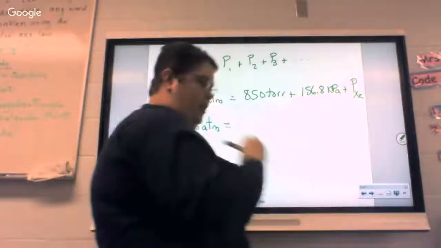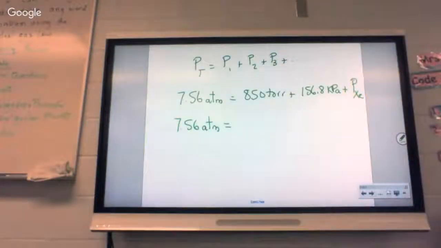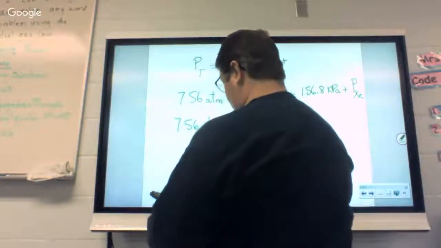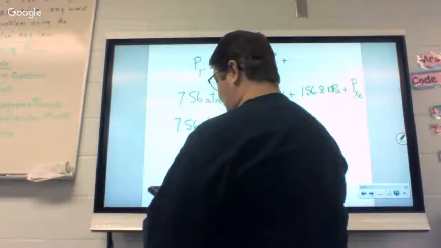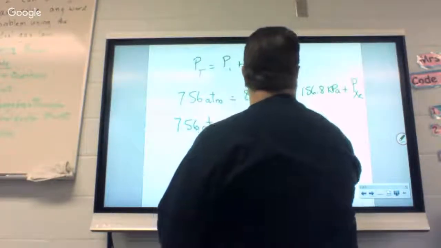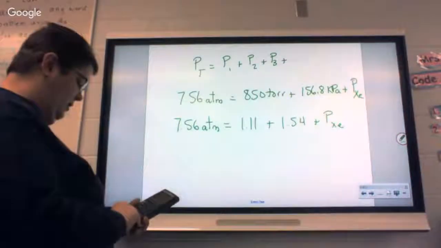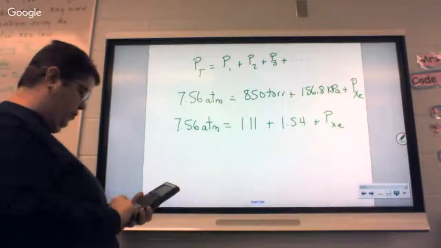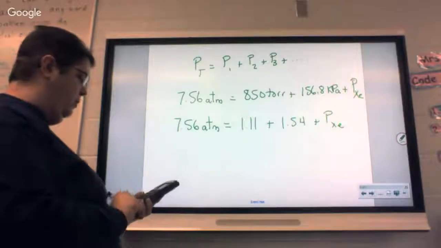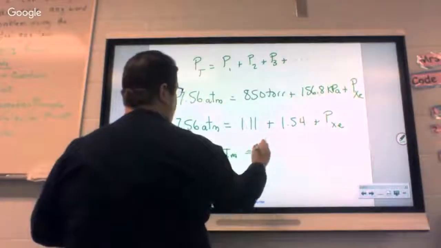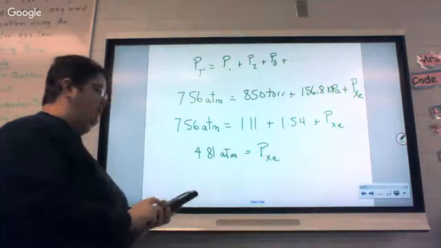Okay? So, 850 TOR. 850 divided by 760 is 1.11, plus 156.8 divided by 101.325 is 1.54, plus the partial pressure of xenon. So 7.56 subtract 1.11 subtract 1.54. I have 4.81 atmospheres of xenon.